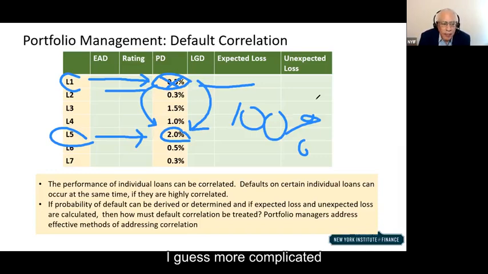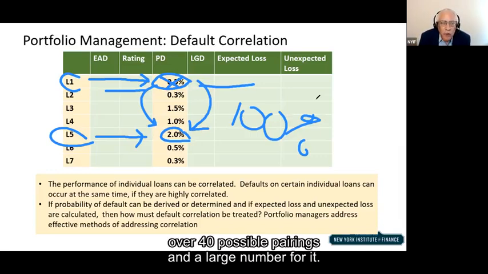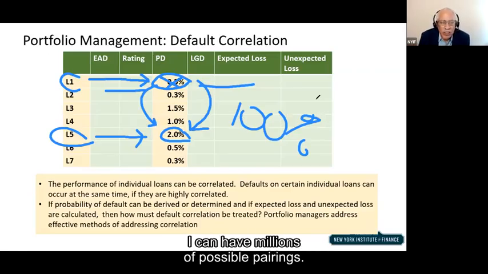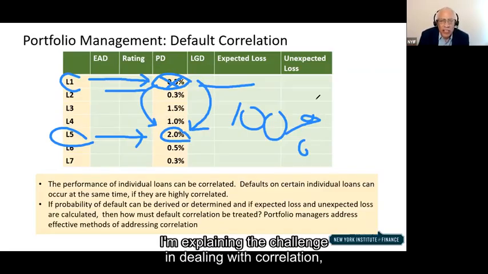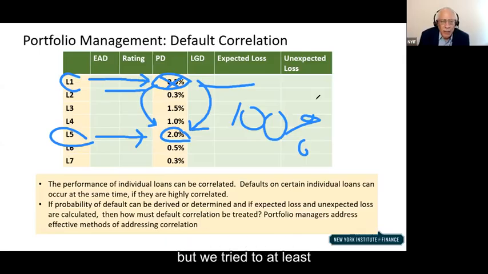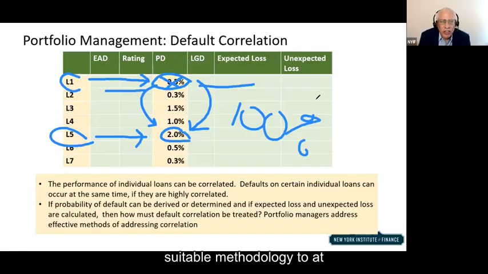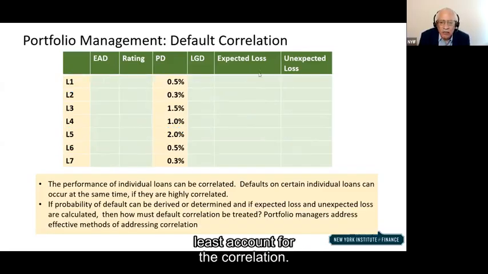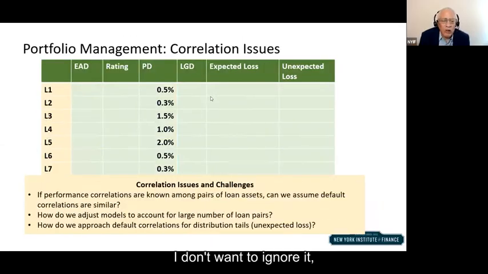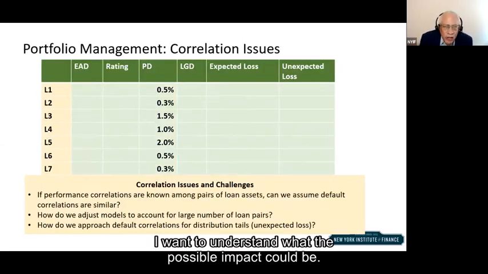That gets more complicated because in my portfolio here, I have 7 loans and over 40 possible pairings. In a large loan portfolio, I can have millions of possible pairings. So I'm explaining the challenge in dealing with correlation, but at least we try to acknowledge it and then come up with a suitable methodology to account for the correlation. I don't want to ignore it. I want to understand what the possible impact could be.